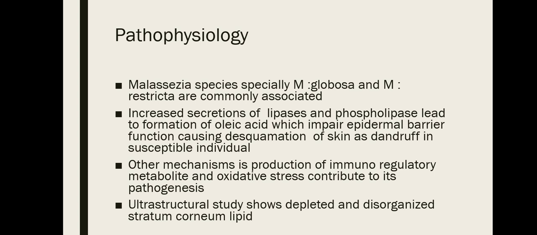Pathophysiology: the Malassezia species, especially Malassezia globosa and Malassezia restricta, are commonly associated. Increased secretion of lipases and phospholipase leads to formation of oleic acid, which impairs epidermal barrier function, causing desquamation of skin as dandruff in susceptible individuals. Another mechanism is the production of immunoregulatory metabolites and oxidative stress that contributes to its pathogenesis. Ultrastructural study shows depleted and disorganized stratum corneum lipid.